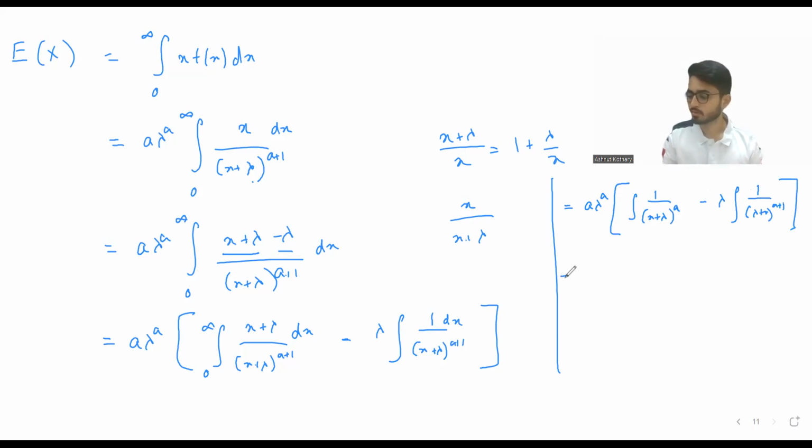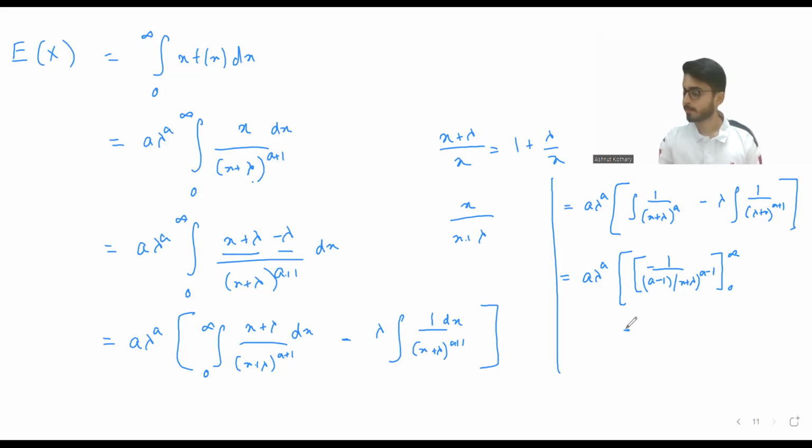Again, take a look. Alpha lambda to the power alpha. Now integration of the first term is nothing but minus 1 by alpha minus 1 times x plus lambda to the power alpha minus 1, 0 to infinite. Second term will be minus, will come out to be plus lambda by alpha times lambda plus x to the power alpha.